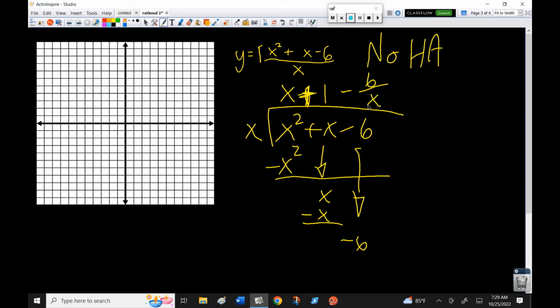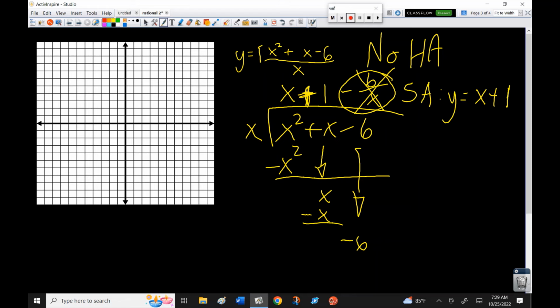Now, ladies and gentlemen, our slant asymptote is going to be y equals x plus 1. Say, well, what about the remainder? Well, we're going to find out that the remainder actually just goes away. It goes to 0 when x gets really big. And I'll show you that in class so that we can know why the remainder just disappears. But for right now, the remainder just disappears.